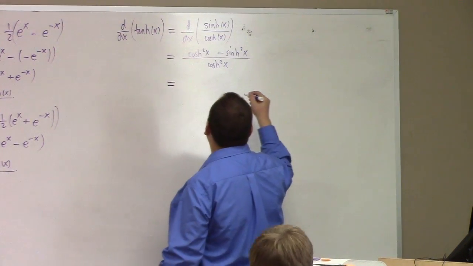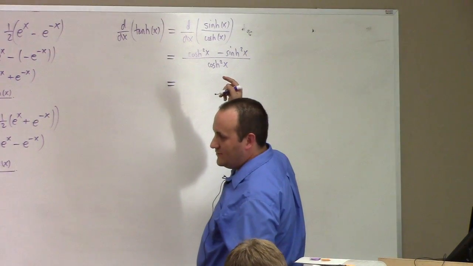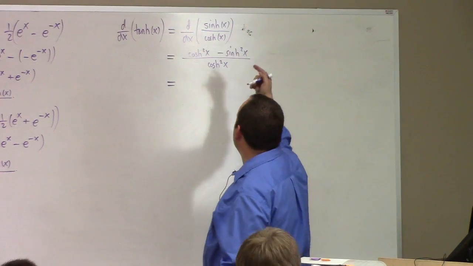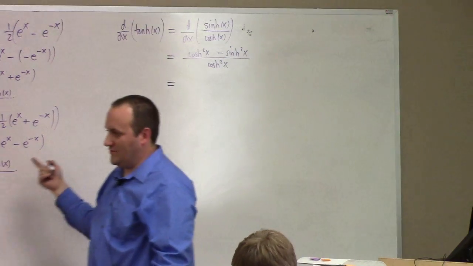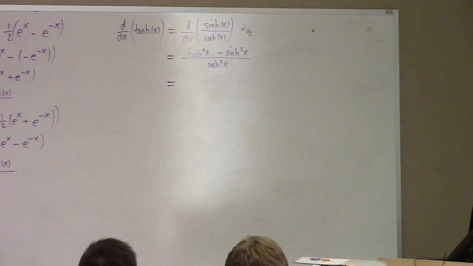Like Sleeping Beauty or something. I don't know what's here. Wait a minute, no. Is it Smurfs? I don't know. What is it? Cosh squared minus, nobody knows the Smurfs. Let's see, cosh squared minus sinh squared. Some things are better left forgotten. Cosh squared minus sinh squared.